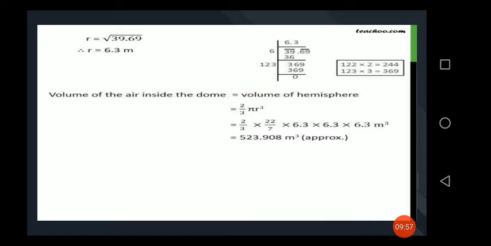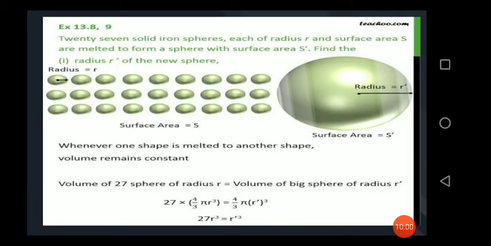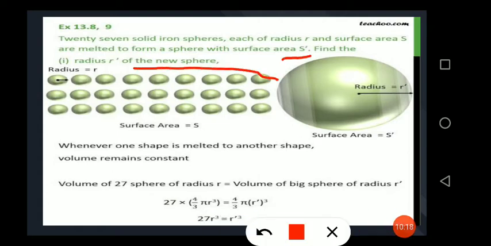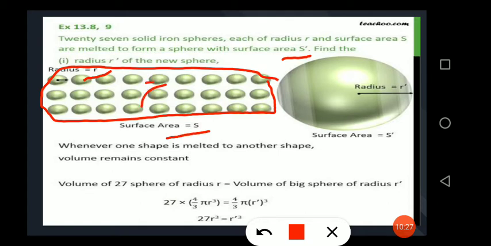Let's move towards the next. It is saying that 27 solid iron spheres, each of radius r and surface area s, are melted to form a sphere with surface area s dash. Okay, these are the 27 solid iron spheres of radius r and surface area s. All these are melted and make one new ball which is of radius r dash and surface area s dash. We have to find out what is the radius r dash of the new sphere.